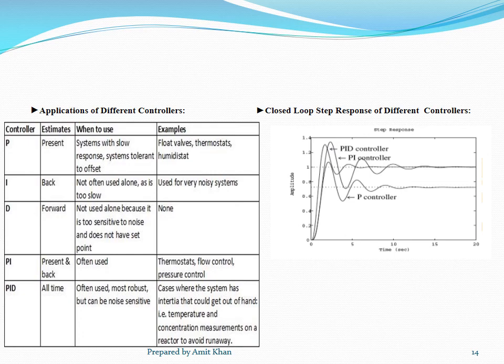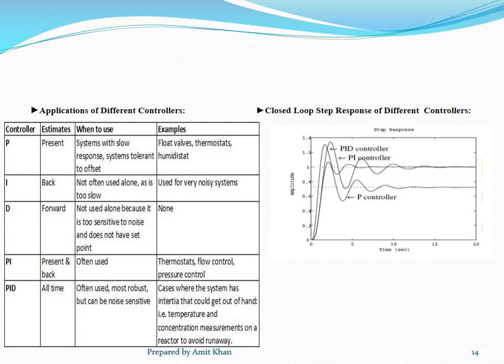Here are the applications of different controllers, and here is a comparison also. We can see the P controller is used when the system has a slow response and can tolerate an offset. Examples are float valves and thermostats.